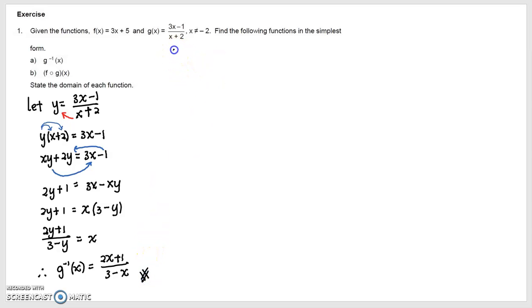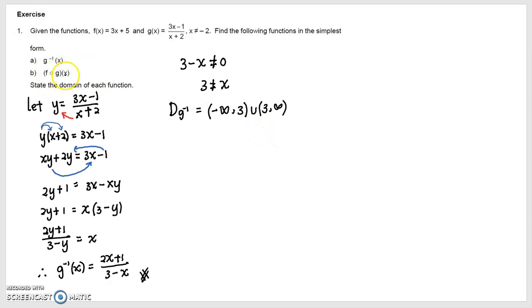Now we look at question b. Before this, we need to find the domain. So the domain for this function. So for domain, we just look at the denominator. For fraction, the denominator cannot be equals to 0. Means that 3 minus x cannot be equals to 0, or 3 cannot be equals to x. Therefore, the domain of g inverse is equals to from negative infinity until 3 or 3 until infinity. So this is the domain for the g inverse.